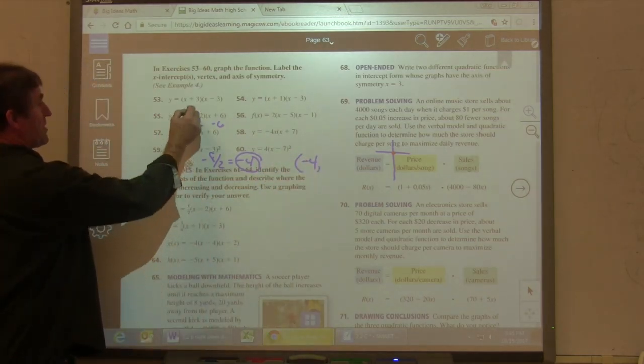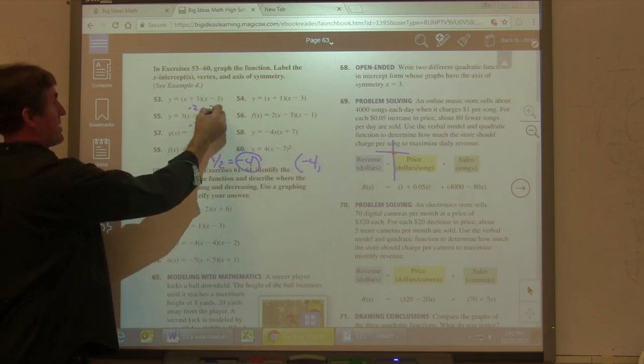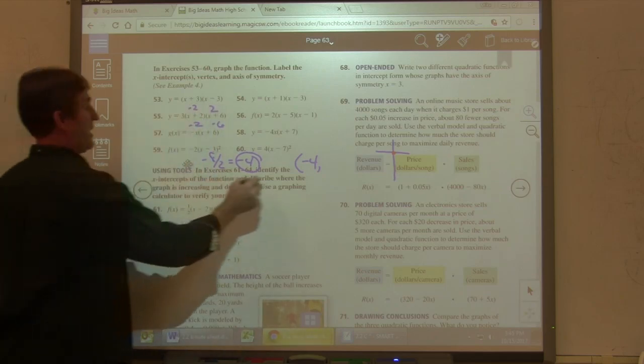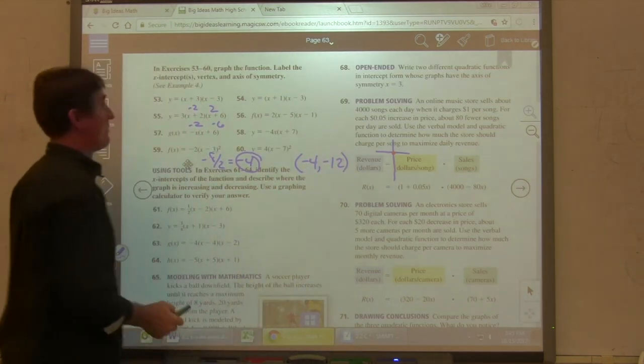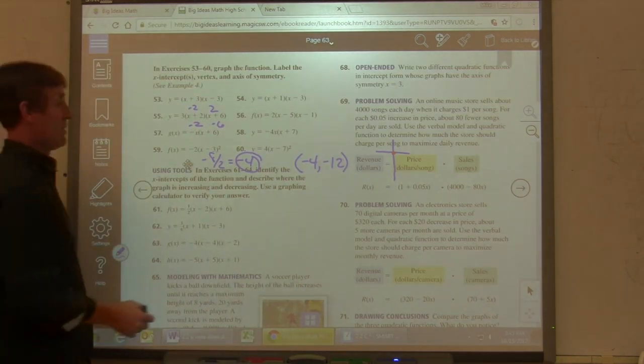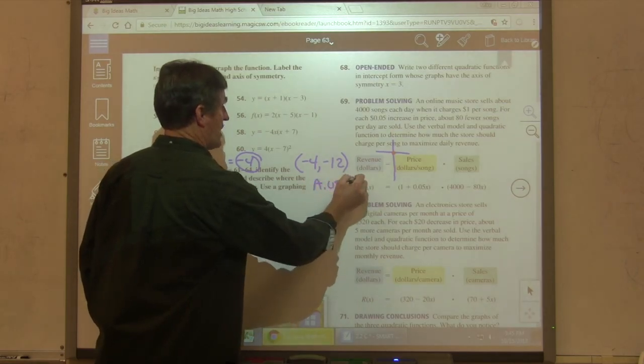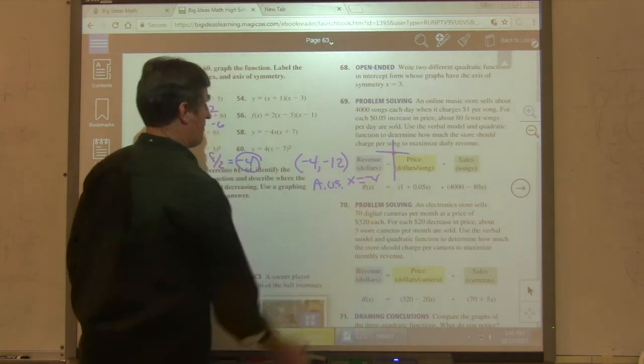So negative 4 plus 2 is a negative 2, and negative 4 plus 6 is 2. So we get 2 times 2 is 4 times 3 is 12, and with the one negative, it's negative. So our vertex is at negative 12. Our axis of symmetry we've already found. Remember that's always x equals negative 4.